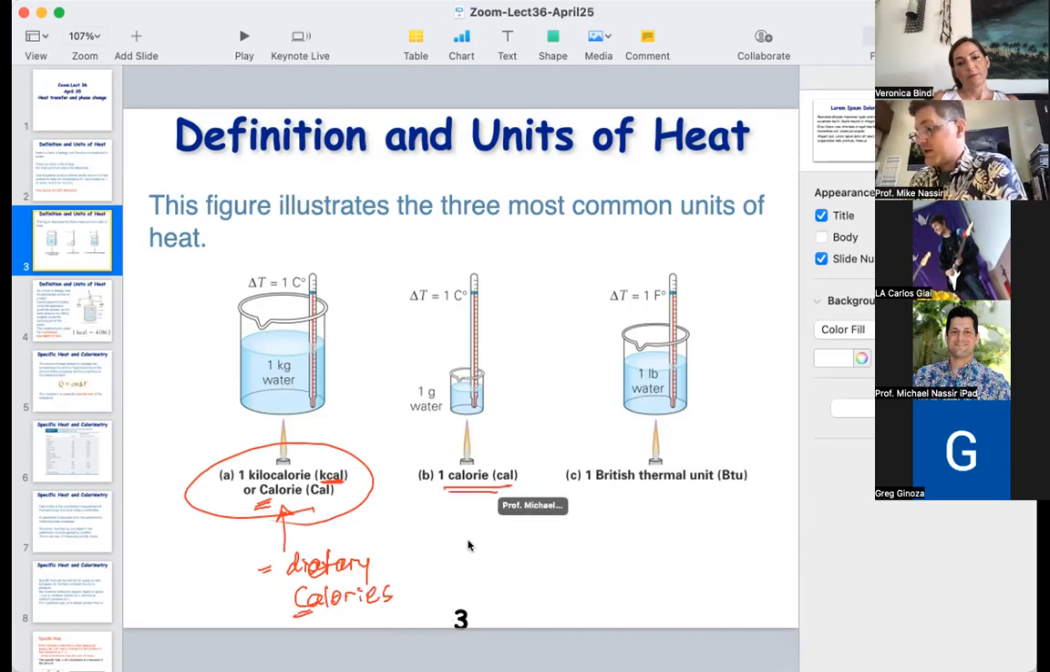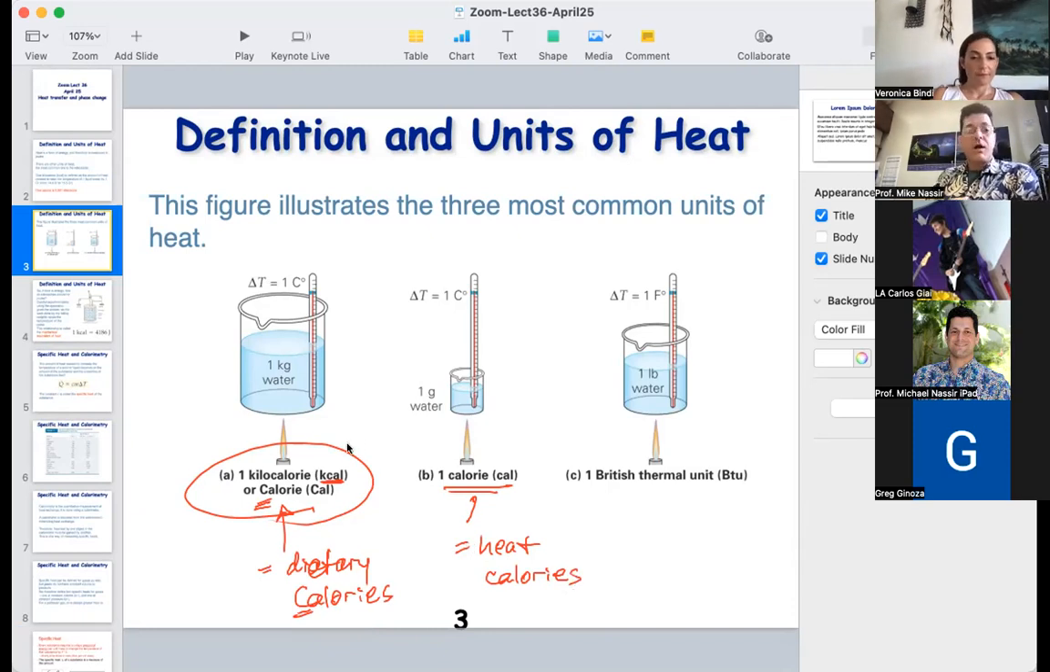Whereas a lowercase c calorie, people will often refer to as a heat calorie, and it's 1,000 times smaller. Dietary calories are 1,000 times bigger. They're kilocalories. I know a lot of you are already familiar with this because it's used heavily in chemistry class as well. If you've already had Chem 161 and 162, then you've seen this before.